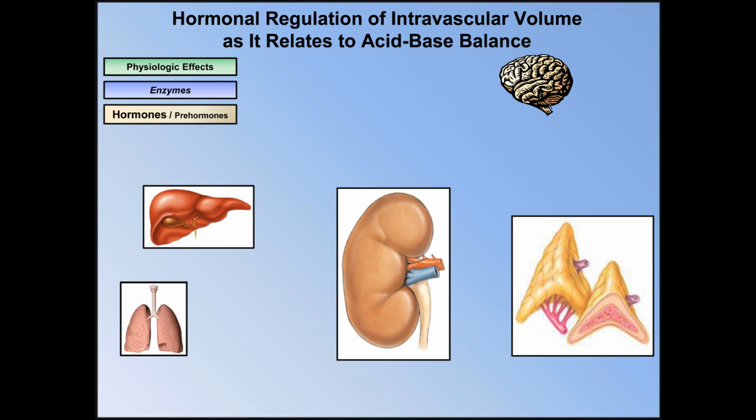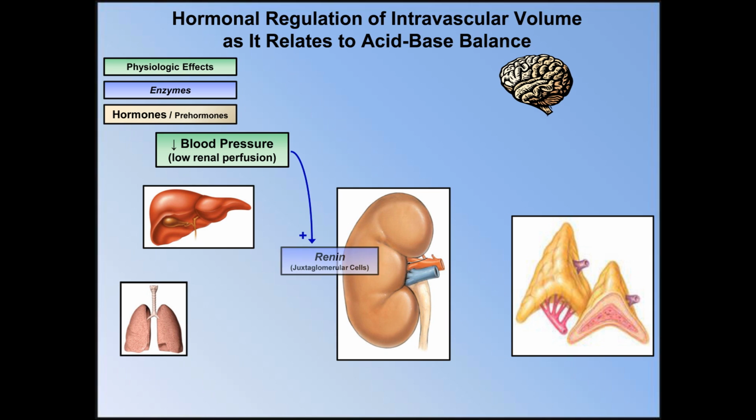Regulation of intravascular volume starts with low blood pressure, more accurately, low renal perfusion. Low renal perfusion stimulates secretion of an enzyme called renin from the juxtaglomerular cells in the kidney. Juxtaglomerular cells are actually specialized smooth muscle cells within the afferent arteriole, whose sole purpose is to secrete renin.